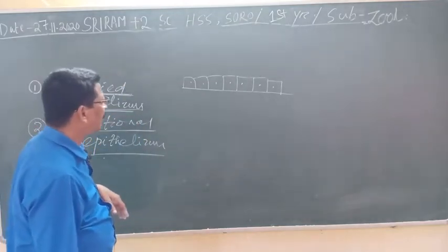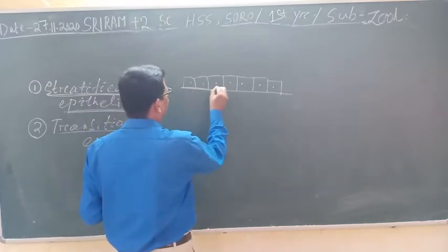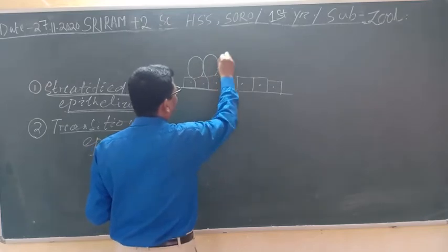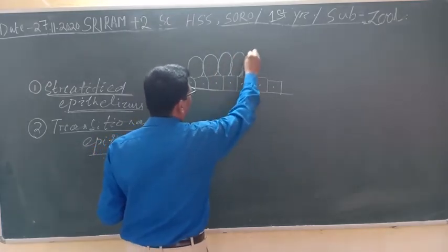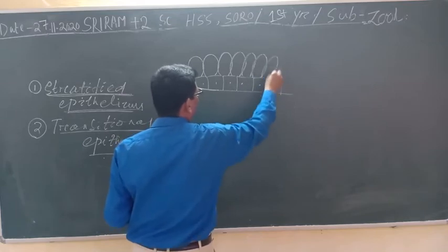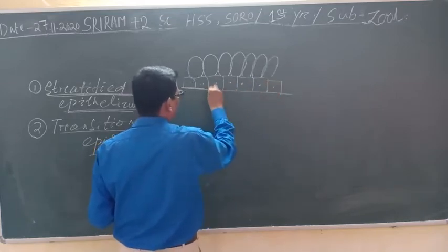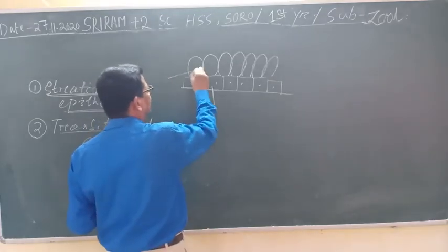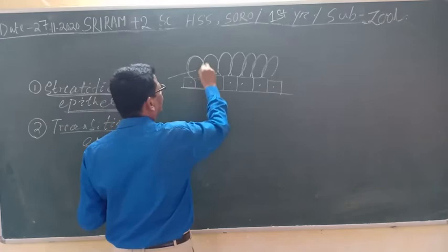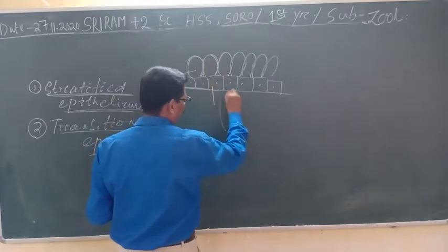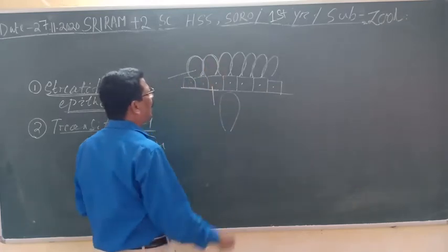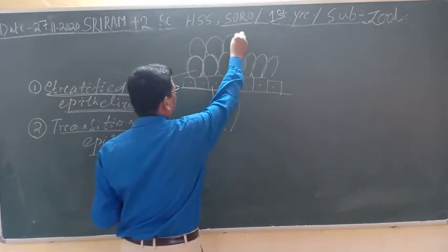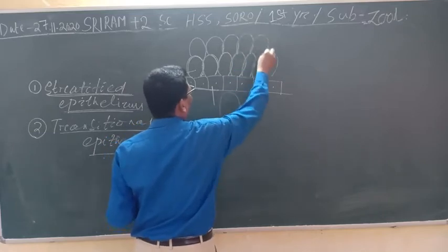What does it mean? It means that it is not more than 3 layers. The inner layer, just above the basement membrane, is columnar or cuboidal, the middle one is club shaped, and the uppermost cells are dome shaped.